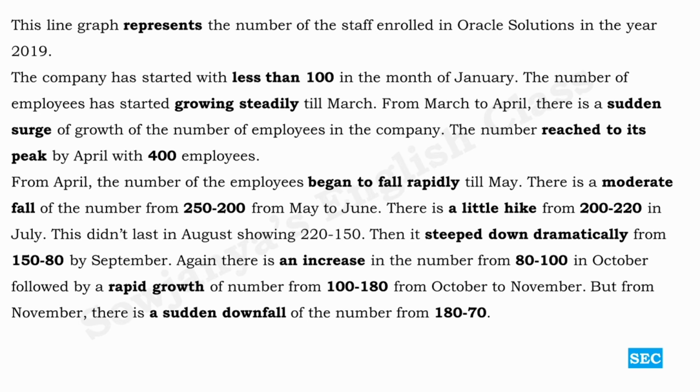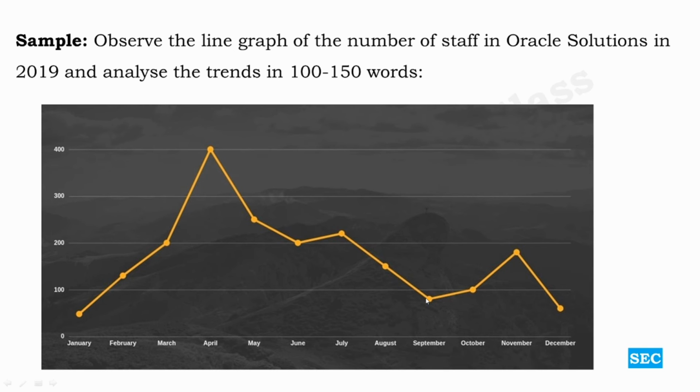Then it stepped down dramatically from 150 to 80 by September. Huge. That is why we have used this particular phrase, step down dramatically. Okay. From 150 to 80. Let us check that out. In the month of September, what happened? 150 to approximately 80, just below 100, it can be 80. There is a downfall.